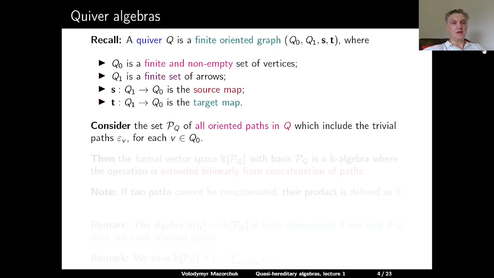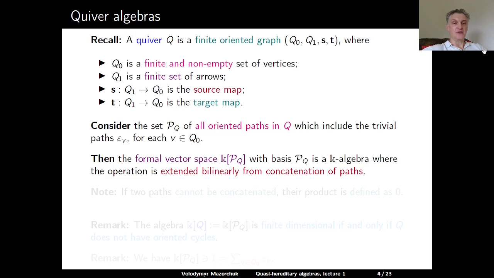Given a quiver, we can consider the set P_Q of all oriented paths in quiver Q, which by definition also includes the trivial paths for each vertex. And then we can consider the formal vector space over our field K, whose basis consists of all such paths. And this formal vector space has the natural structure of a K-algebra, where the multiplication, so our bilinear operation, is extended bilinearly from concatenation of paths.